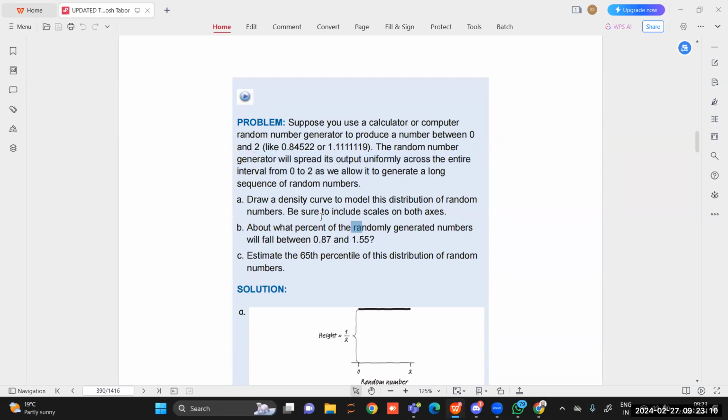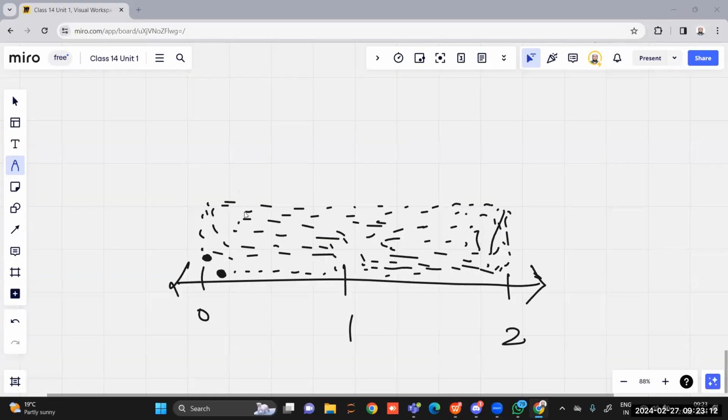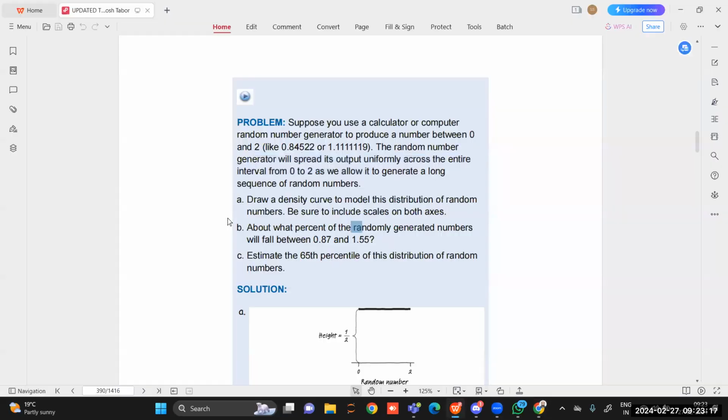For every data point between 0 and 1, the output for any one data point will be the same for each and every data point. So draw a density curve to model this distribution of random numbers. Be sure to include the scales on both axes. So we need to include the scale on both axes.